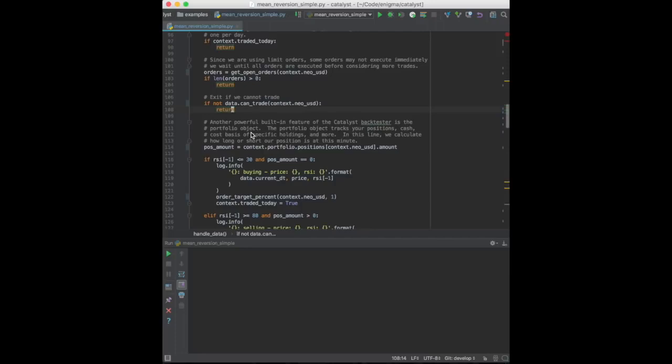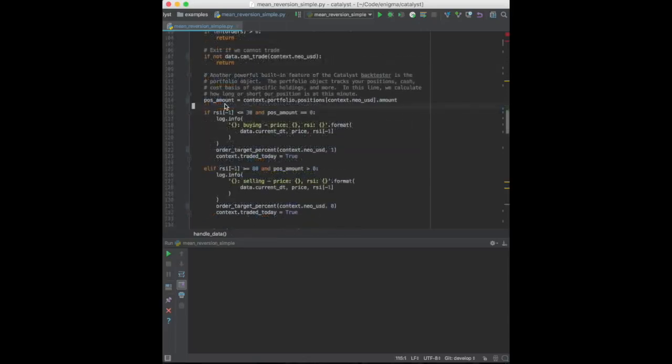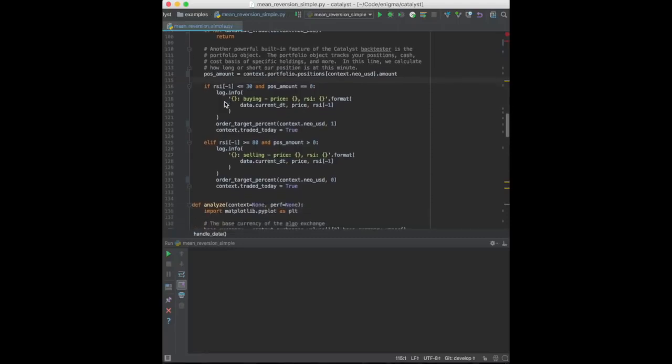for specific currencies. We now request the amount of NEO-USD in our portfolio. Note that the Catalyst API makes it very easy to request any data about the portfolio required to make trade decisions. Now for the trading signals. If the RSI is oversold, meaning lower than 30 in our case, and we hold no position of the currency, we execute an order of 100% of our cash.